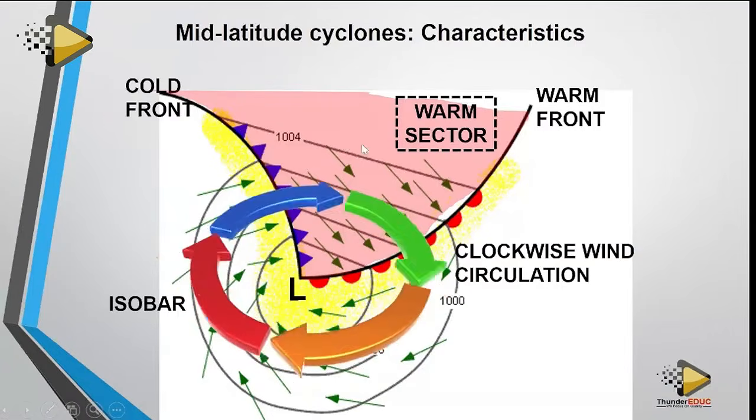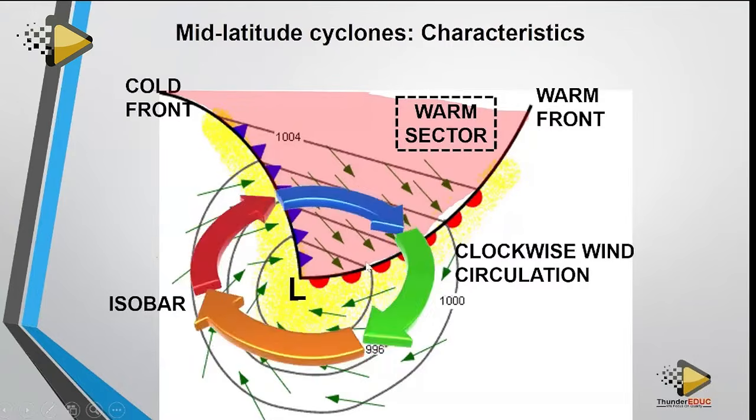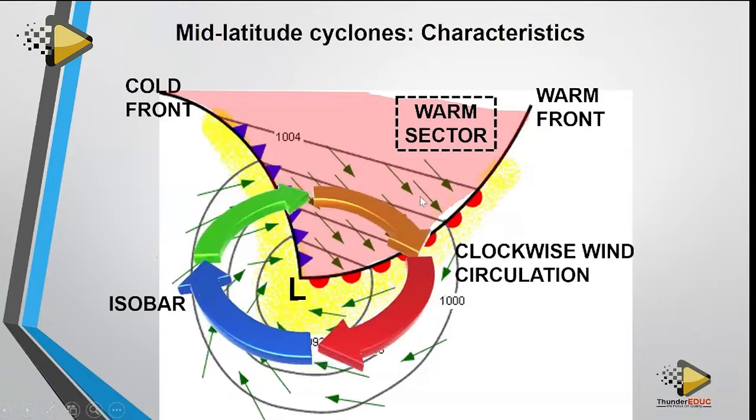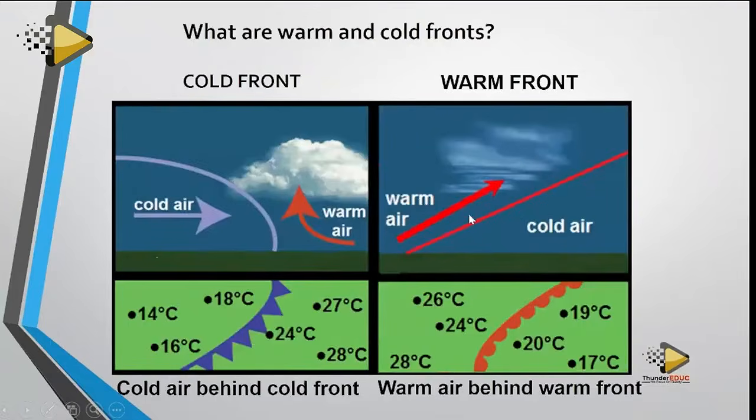You also need to be able to identify the lines that join places with the same atmospheric pressure. We call these isobars, and you can see the clockwise circulation. This diagram is a map view of a mid-latitude cyclone. We can look at the diagram before that.